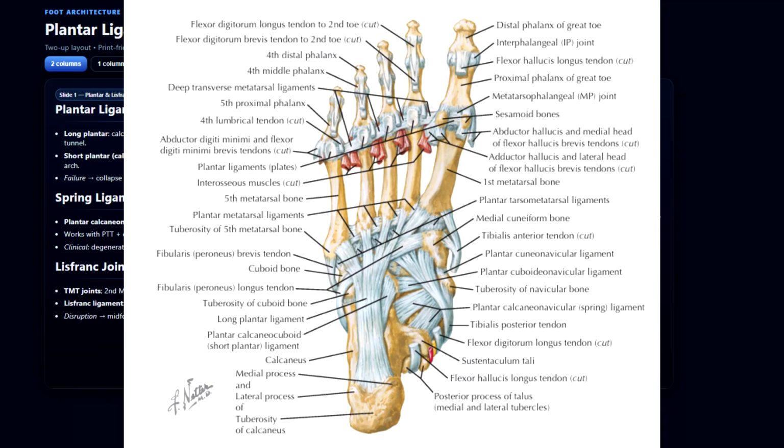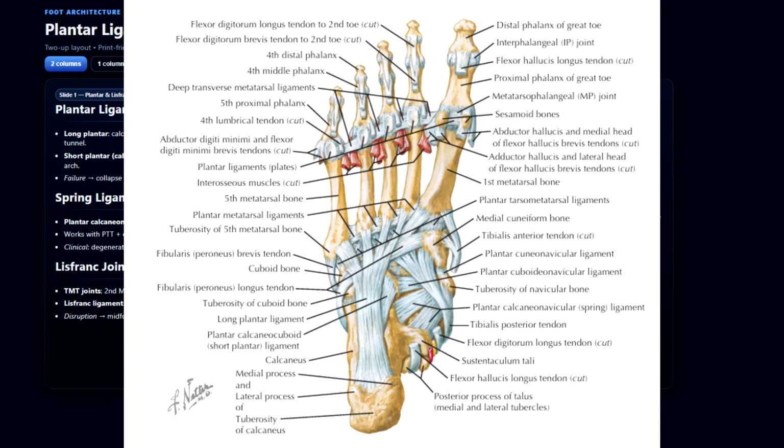Interphalangeal joints. Finally, the interphalangeal joints, simple hinge joints, are stabilized by collateral ligaments and plantar plates. They allow flexion and extension of the toes and prevent lateral deviation. Although small, these joints are clinically important. Deformities like hammer toe, claw toe, and mallet toe all result from imbalances of forces across the interphalangeal joints.